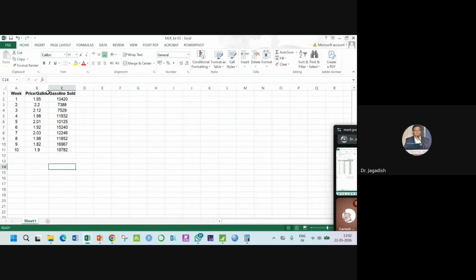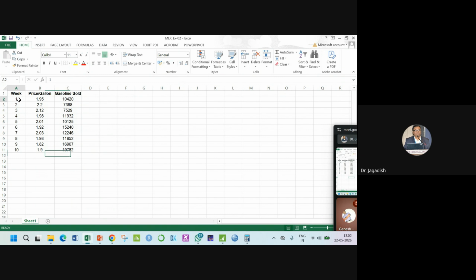So the price of the gasoline and the week number are there. First week, second week, third week, fourth week, fifth week, sixth week, up to the tenth week, they have taken. This is a very small data set I have taken, but in the petroleum industry, they have huge data, maybe 10-year data, maybe last 1 year data, day-wise data, monthly-wise data, weekly-wise data they have.